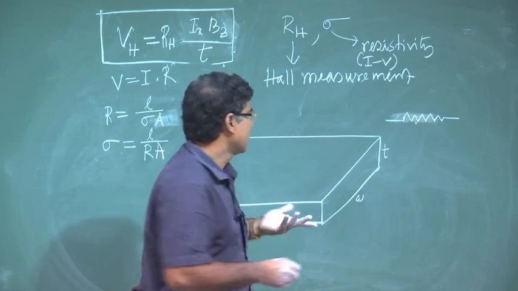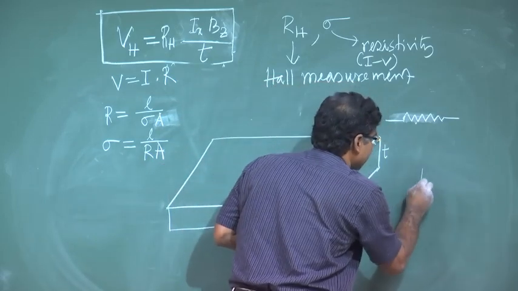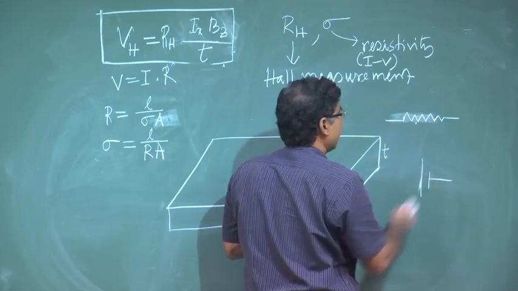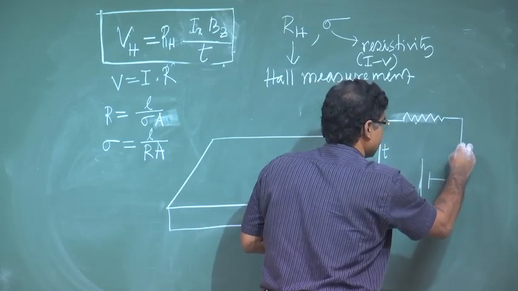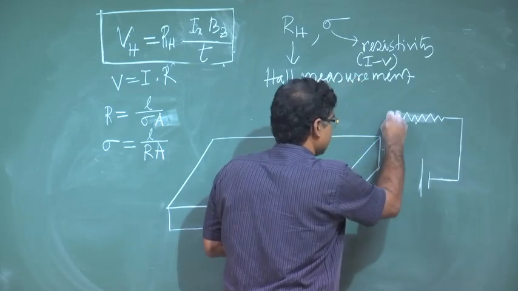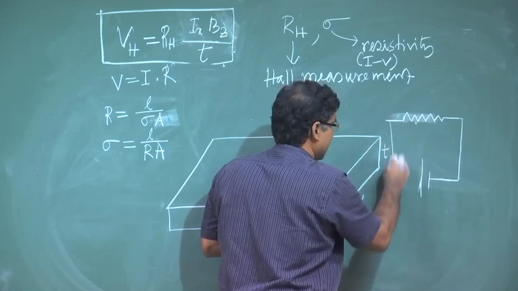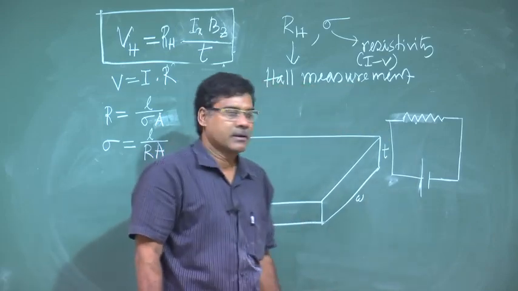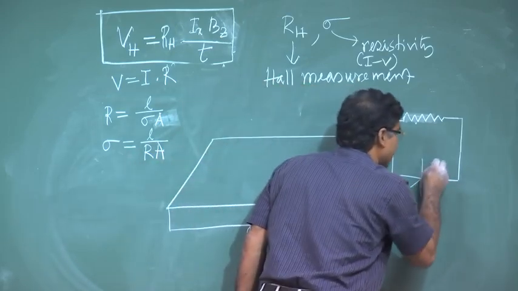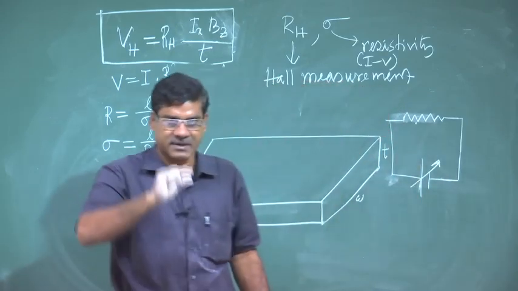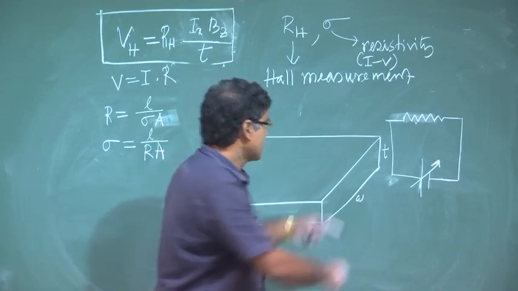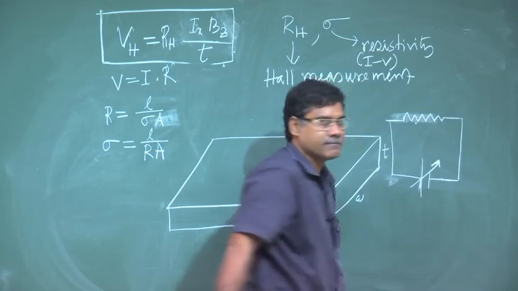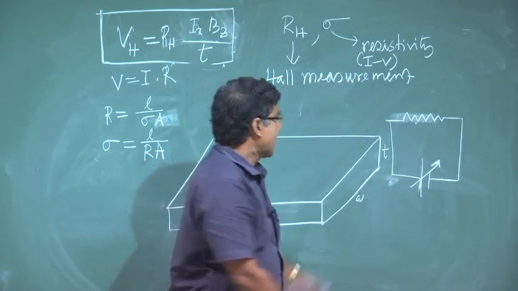You will take one battery, and you connect this battery with this. Now, we generally take a variable battery, which means you can change the voltage. So, if you are applying voltage across this, current will flow.